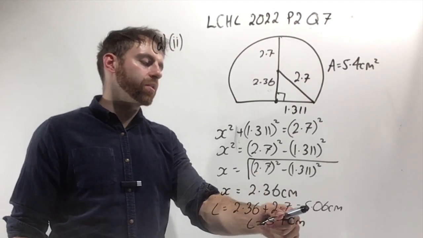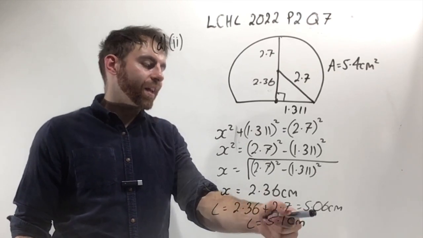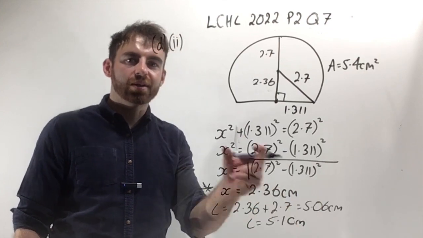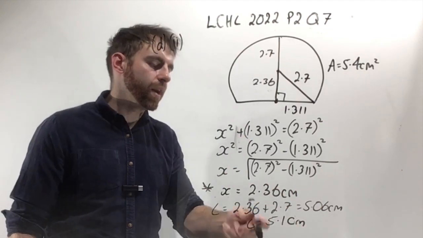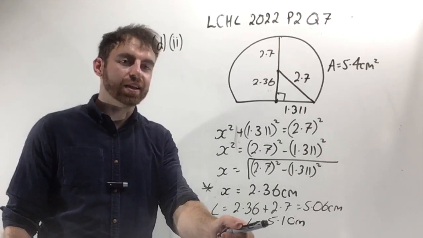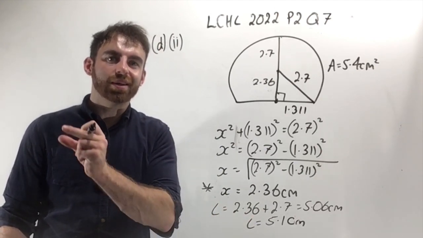Whereas if I left my answer as 5.06, well that's 50.6 millimeters. 50.6 millimeters is not to the nearest millimeter. So you round to 5.1, which is 51 millimeters. So that is to the nearest millimeter, but the unit I'm using is centimeters.